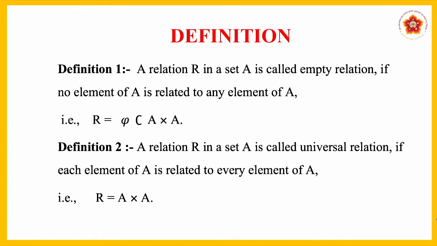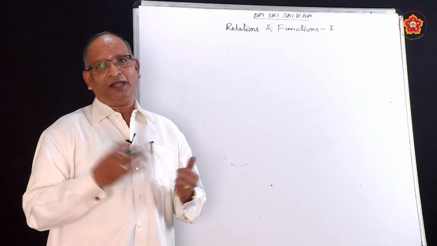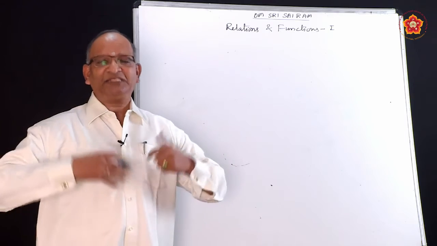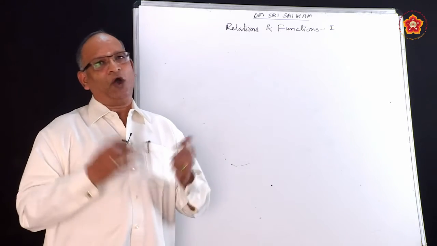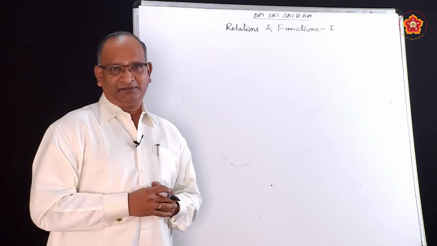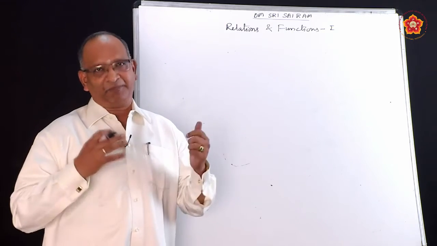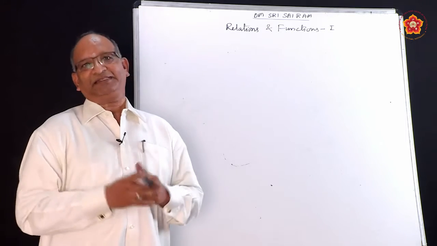Second definition is about where you find every element is related to every other element. We call it universal relation. A relation R in set A is called universal relation if every element in first set is related to every element in set A. For example, let us say this whole world and God is the creator. We know that each one of us is connected to God and God is connected to each one of us. So, this kind of relation between people and God is a universal relation.